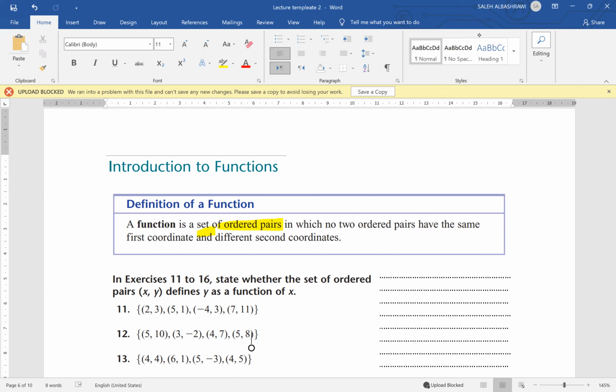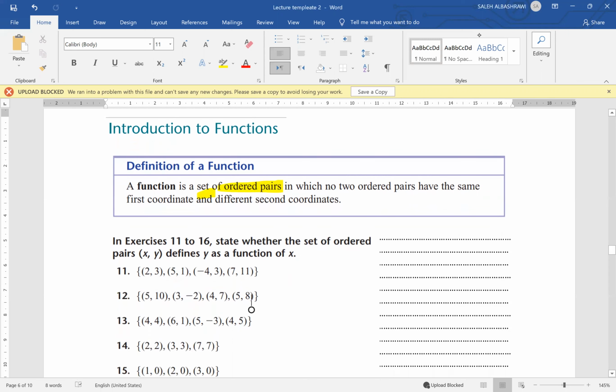To apply this definition to the examples, we need to state whether the set of ordered pairs (x, y) defines y as a function of x. A function is a set of ordered pairs with an x coordinate and a y coordinate, where the x variable is called the independent variable and y is the dependent variable. To state whether the given set is a function, we focus on the first coordinate only, the x coordinate.